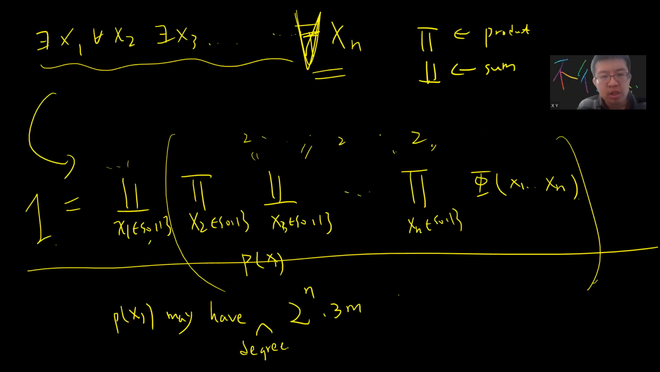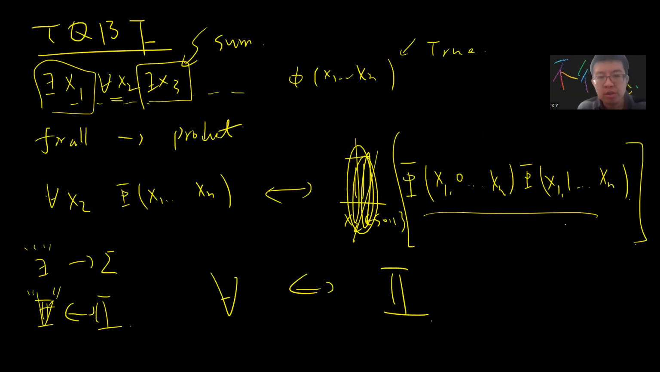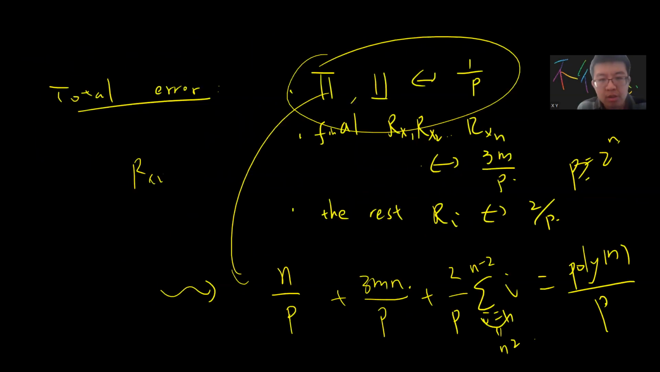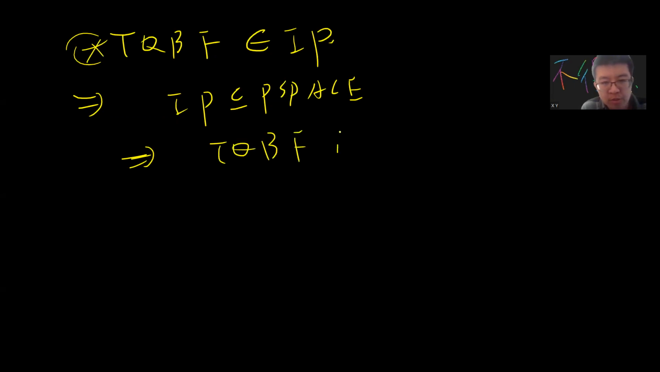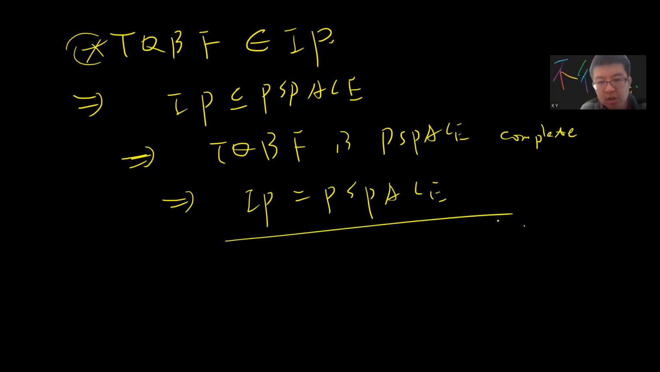So the idea basically is the linearization, and you can use the same idea to prove that TQBF is in IP. Once you prove this, you arrive at TQBF being in IP. But previously we proved that IP is a subset of PSPACE, and combined with this, since TQBF is PSPACE complete, we arrive at IP equals PSPACE. I think this is a very beautiful proof. See you guys in the next videos.